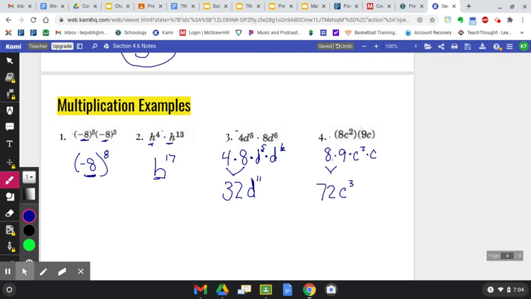In number 4, we had 8 times 9, 72, c squared. Really, this is c to the first. So even though it's not written, don't forget to count it, and get c to the third.